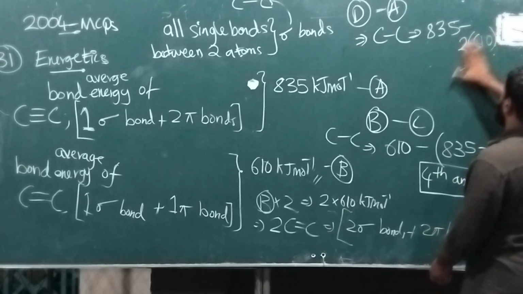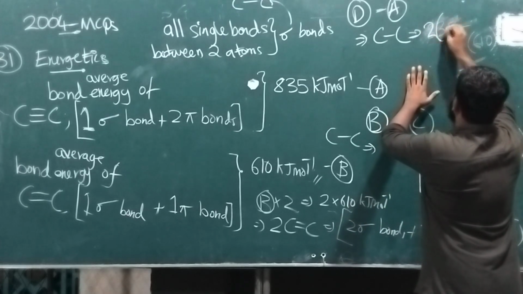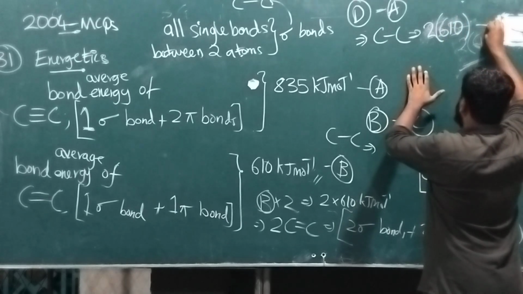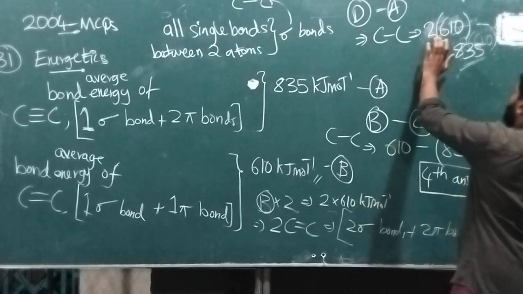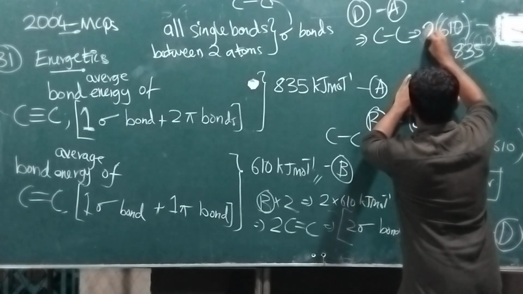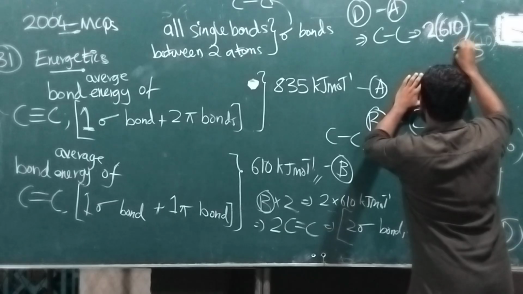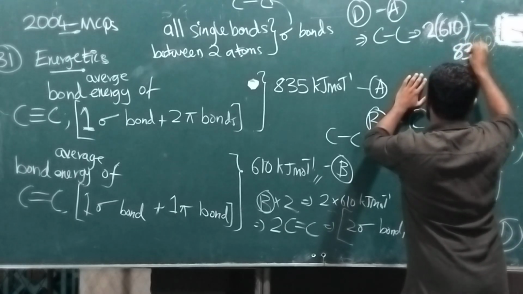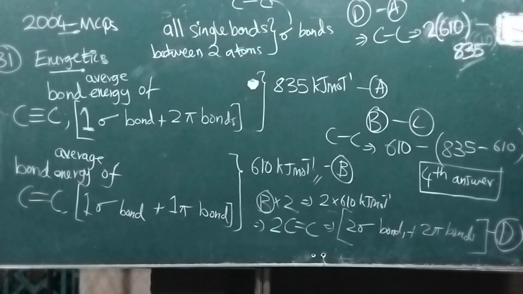Sorry, I have written it a different way. My bad. Wait. It's 2 into 610 minus 835 kilojoule per mole. This is the way, yeah: 2 bracket 610 minus 835 kilojoule per mole. So this is the answer.